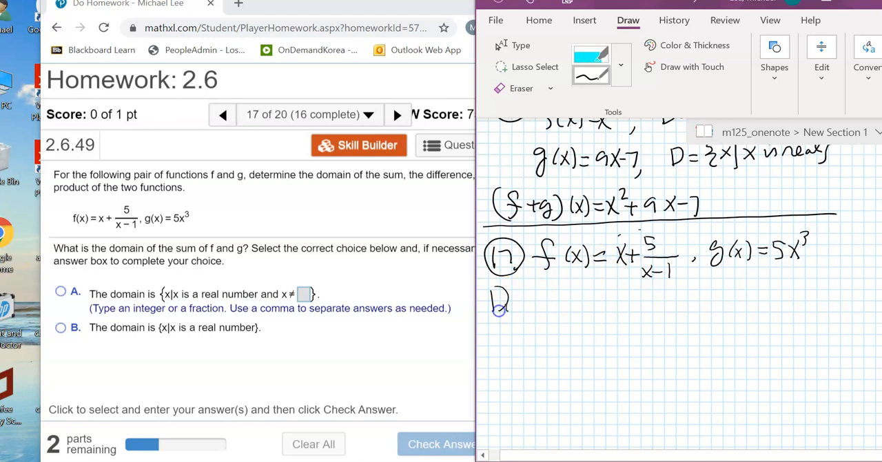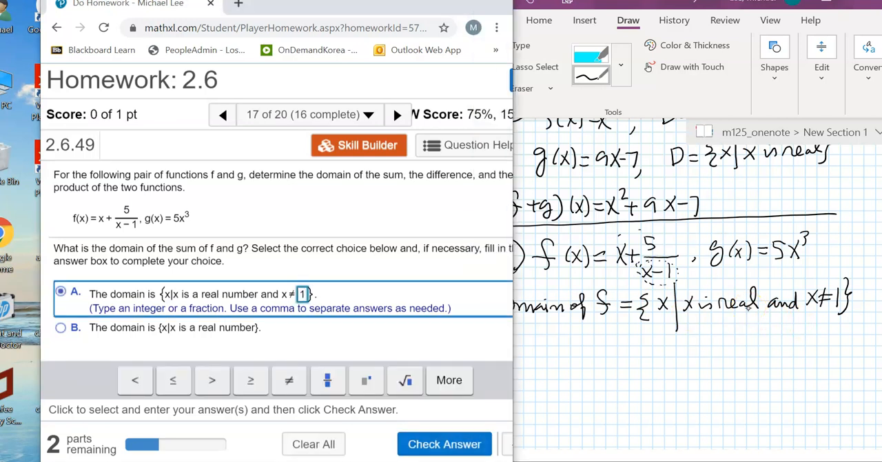So the domain of f is x is real and x not equal to 1. Why? If x becomes 1, it makes the denominator 0. We want to avoid that. Okay, so x not equal to 1, right?